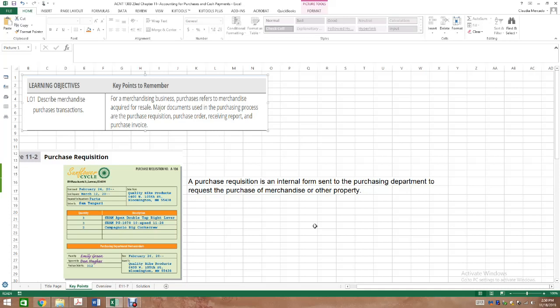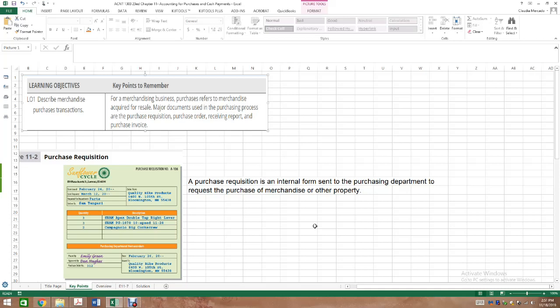So some of the major documents used in the purchasing process are the purchase requisition, the purchase order, receiving report, and the purchase invoice. Okay, so we're going to quickly go over some of these documents, but it's very important that we are aware and we understand when we read a transaction in this particular case, because once you go out there into the workforce, you're not going to be told what it is. You have to identify it based on the different documents.